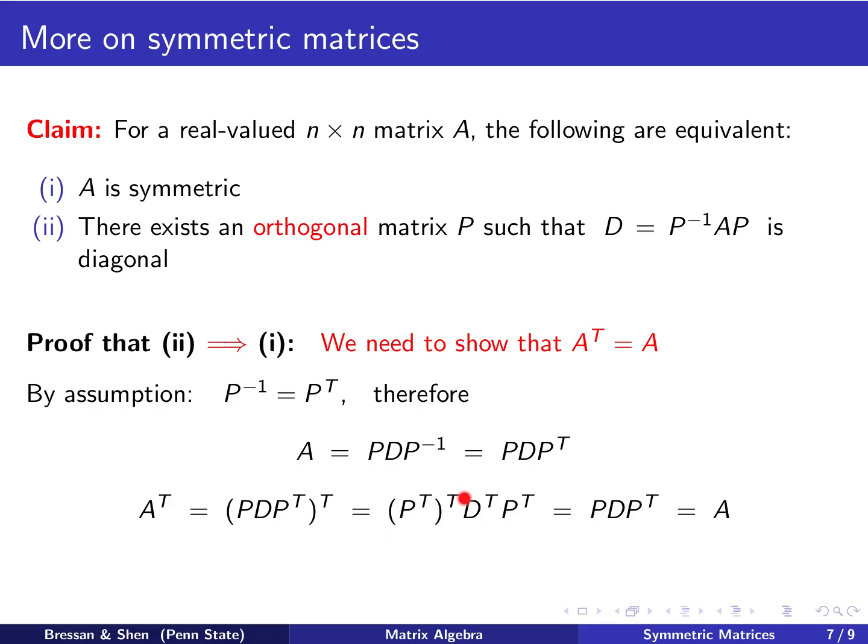Then P transpose transpose is P itself. And D is a diagonal matrix, so D transpose is D. And then we have P transpose. This here is the same as that, which equals A. So therefore we have shown that A transpose is A, and A is symmetric. So statement number 2 implies statement number 1.